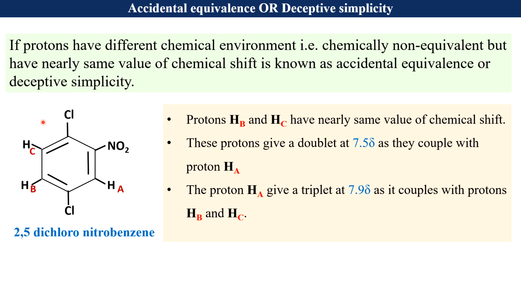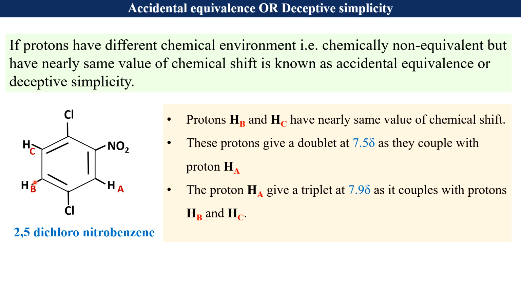Let us learn. If protons have different chemical environments, that is chemically non-equivalent, but have nearly the same value of chemical shift, it is known as accidental equivalence or deceptive simplicity. This is the example of 2,5-dichloronitrobenzene. In this compound, there are three sets of protons, Ha, Hb and Hc.